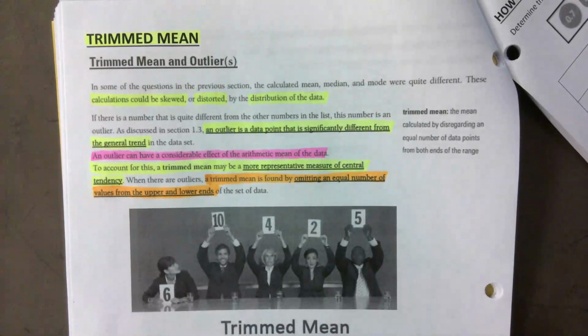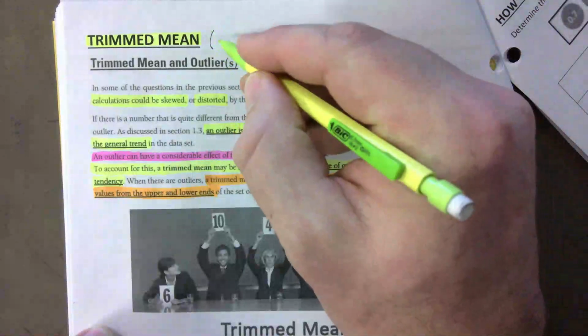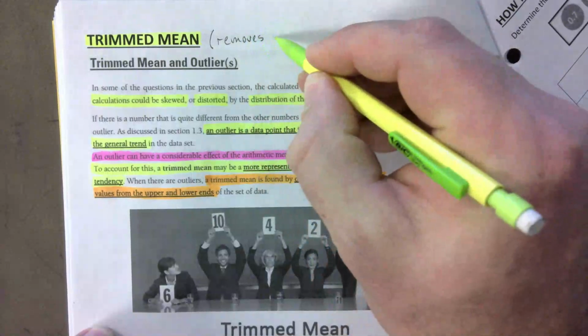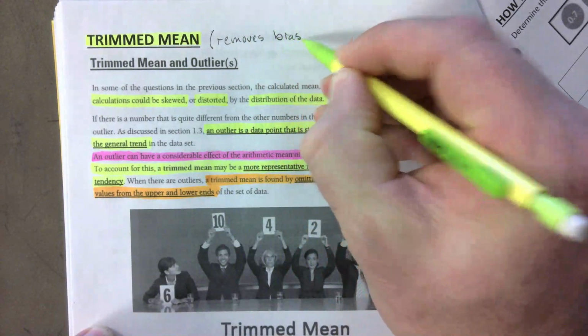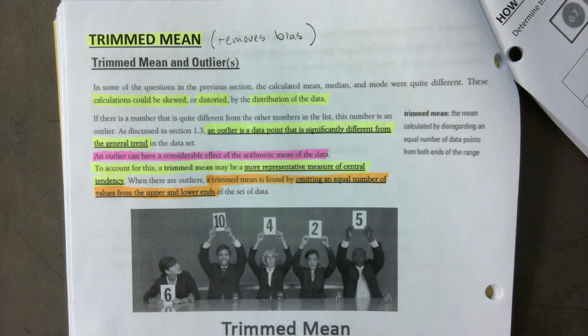And I just got an idea here. Let's go back to the trimmed mean at the very top. Its main purpose is to remove bias. Okay, that's the main idea why you would want to do a trimmed mean, because it removes the bias due to outliers.